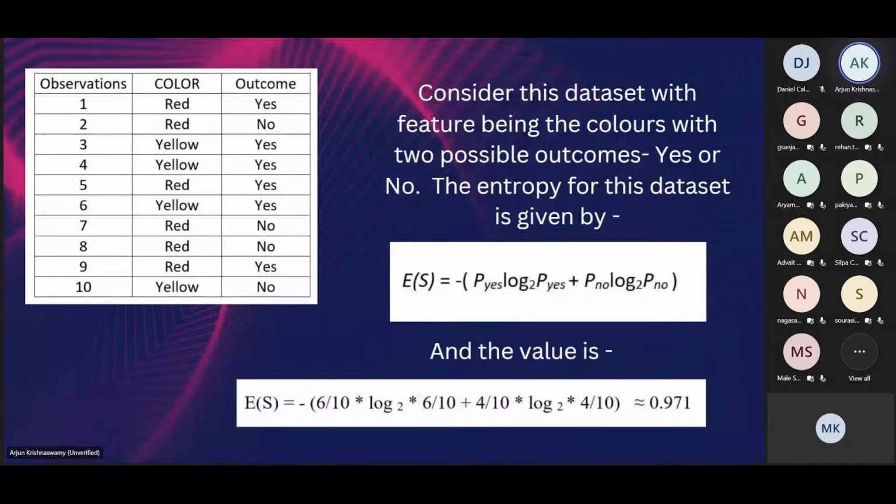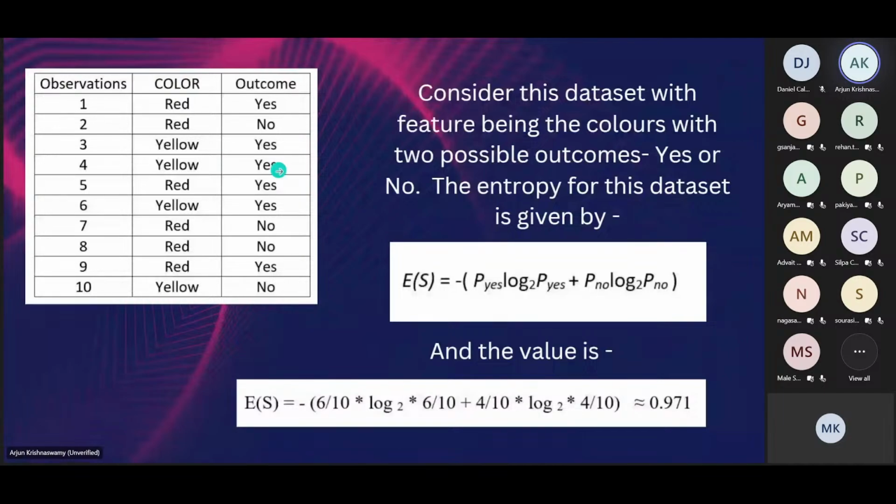And our objective is to again predict if the outcome of the observation is yes or no. So the entropy formula was minus summation pi log pi. The original data set is the entire 10 observations that has six outcomes as yes and four outcomes as no.